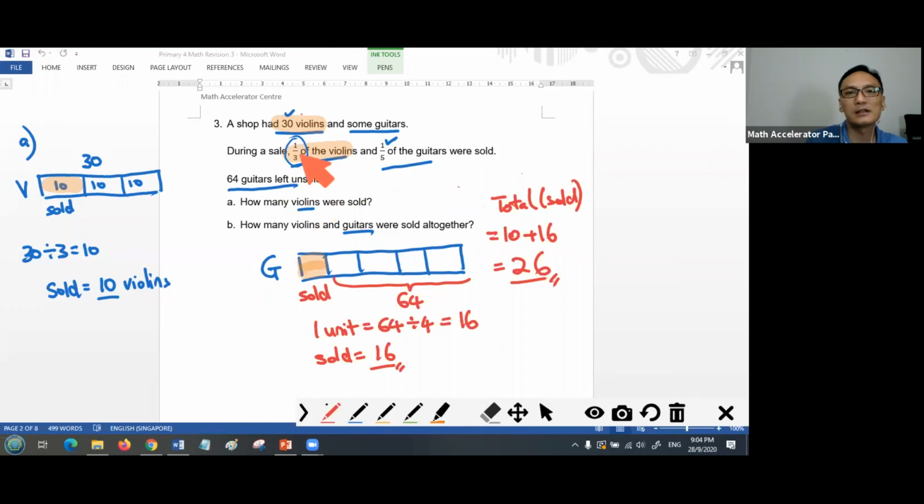There are 30 violins and 1/3 of them were sold. So 1/3 means you need to draw a model with 3 units. Out of 3 units, you sold 1 of them. Then you put in the total number of violins, which is 30. So from here, you can see that 3 units is 30. So if 3 units is 30, one unit must be equal to 10, right? There are many methods. So therefore, the number of violins sold was 10.